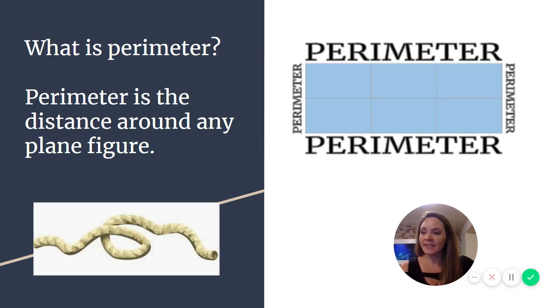Perimeter is the distance around a plane figure. It is linear, meaning we can measure it in a line. You can use string to model the perimeter of a figure.